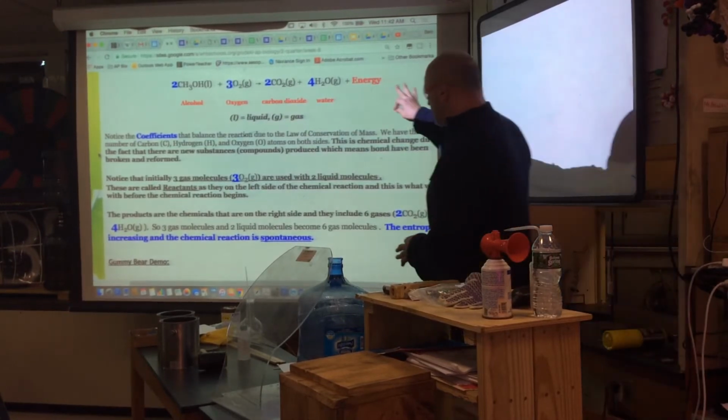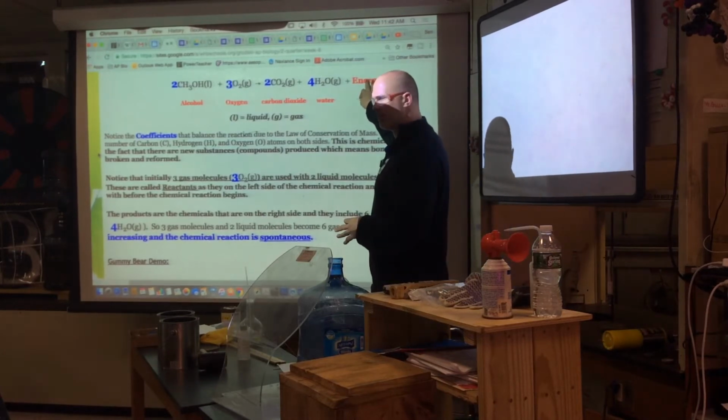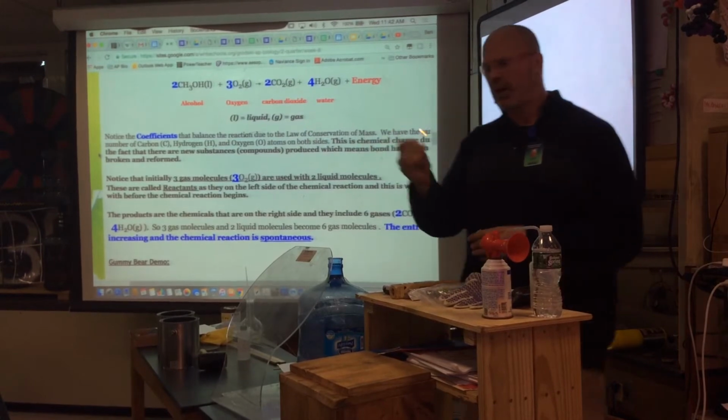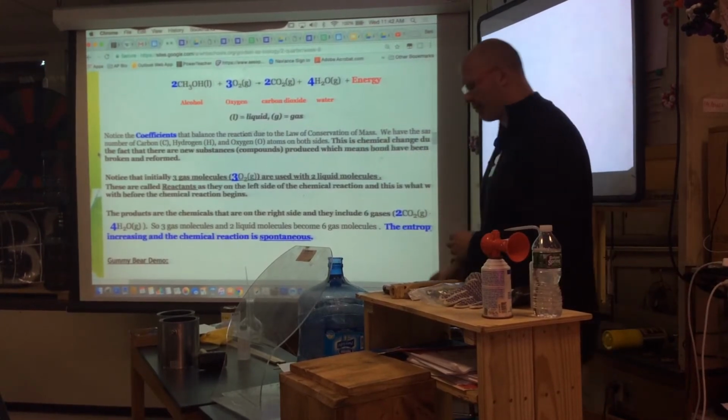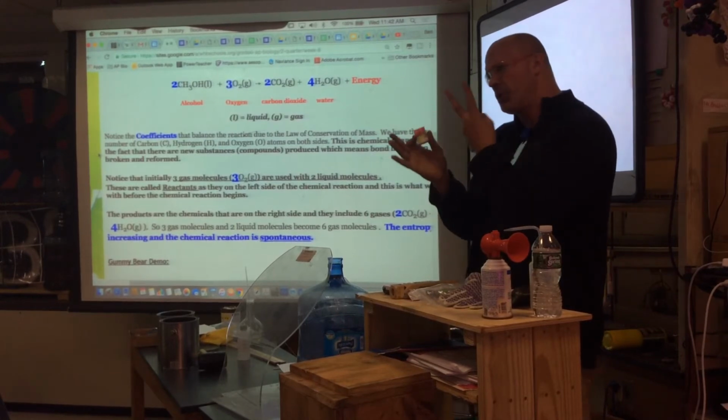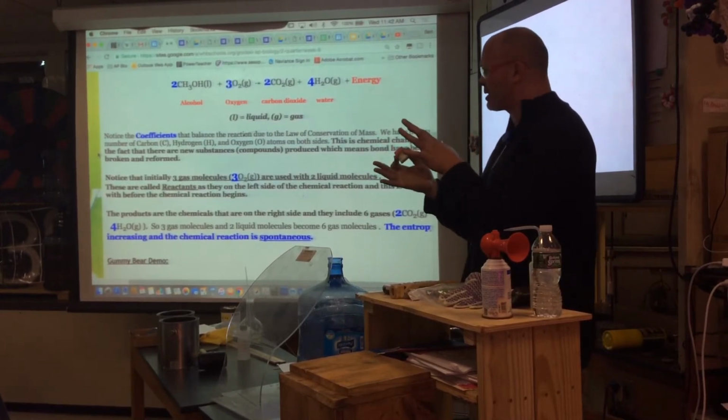So this one's going to give off energy. It takes a little bit. Look at the little bit of energy I have and compare it to the energy that it gives off. Also look at something else. What are the two components that define spontaneity?